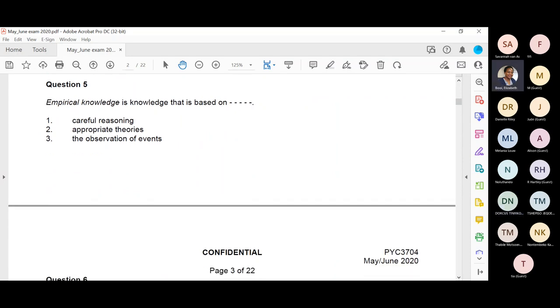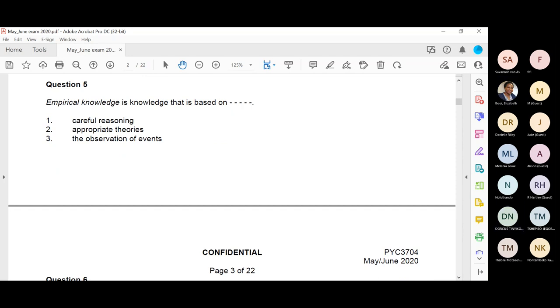Question five. Empirical knowledge is knowledge that is based on one, careful reasoning, two, appropriate theories, three, observation of events. Three, observations of events. We all agree? Yes. Yes.